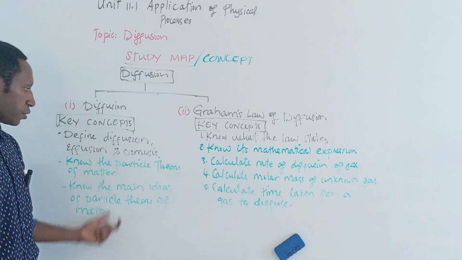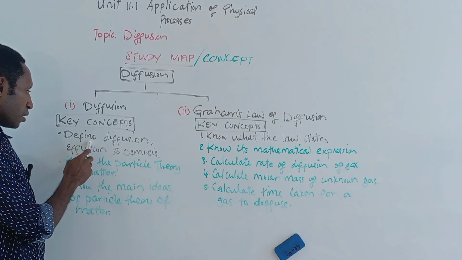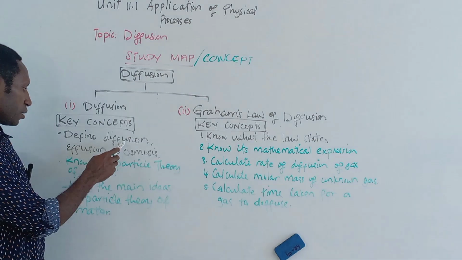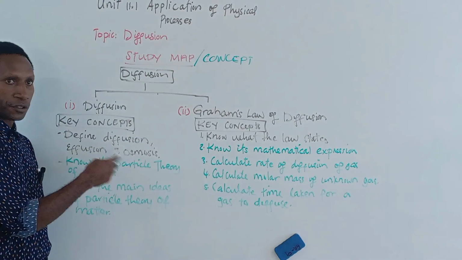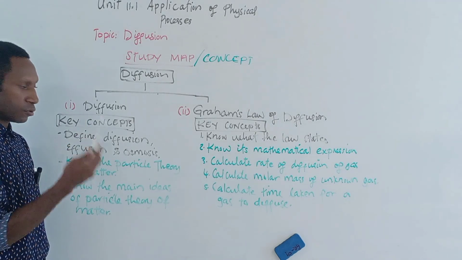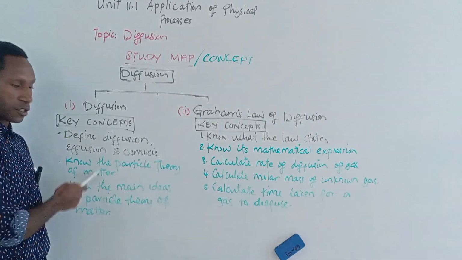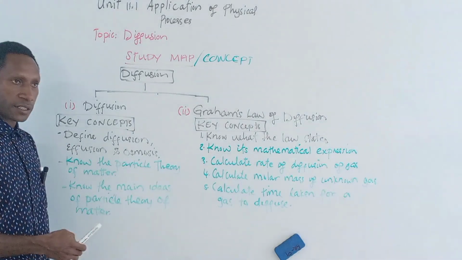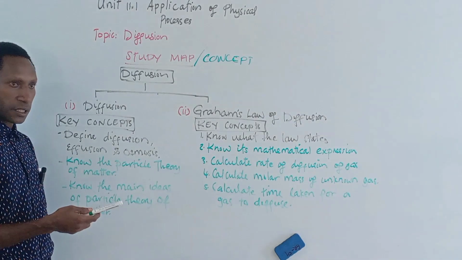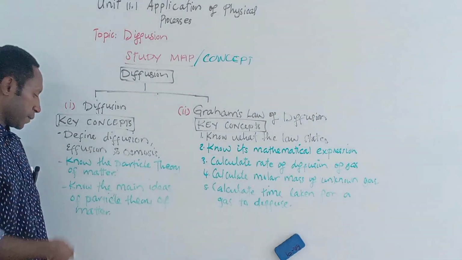So a student will write down all of this, and then come to the first lesson and say, okay, define diffusion, effusion, and osmosis. The student will sit down and think, do I know the definition of all this? If that student does know the definition, there's no need to go back and revise. Move on and check the other concept. Know the particle theory of matter, what does it say? If that student knows, he continues to check the other one. If he doesn't, he goes back and revises that particular one.